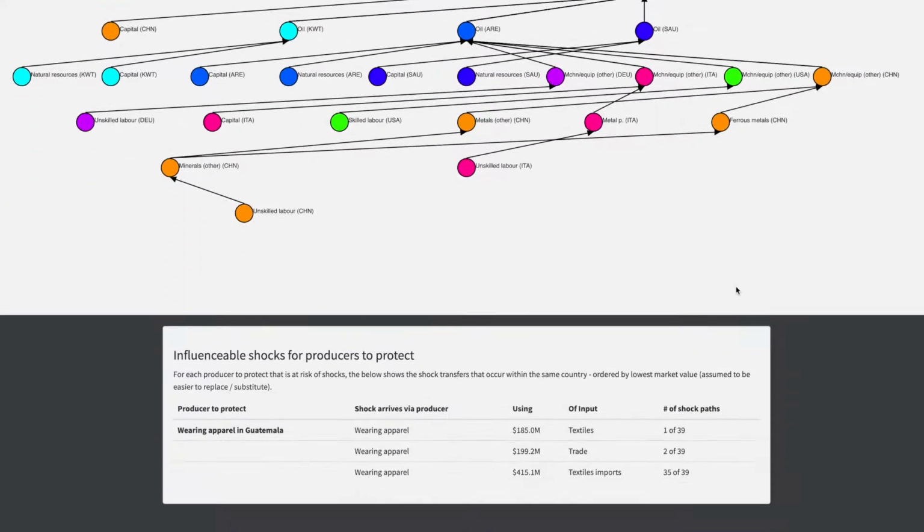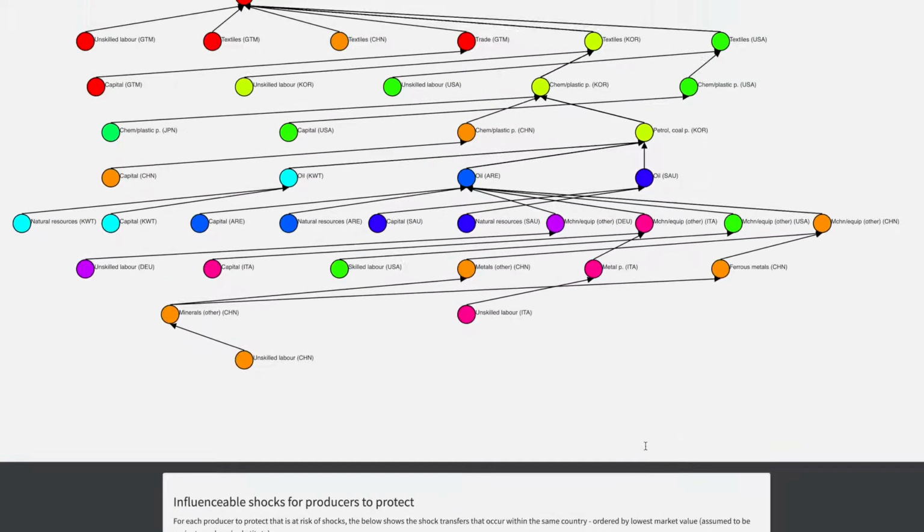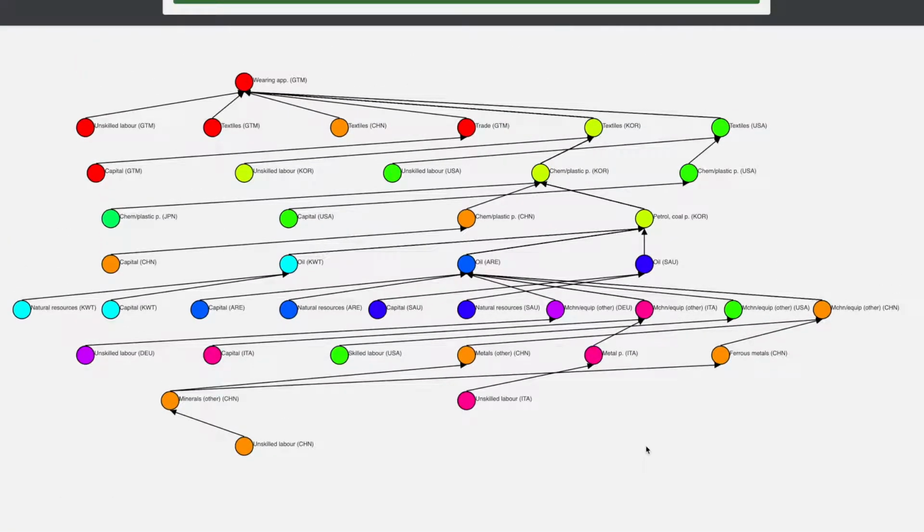And down below, we've categorized which shocks are actually transferred locally to Guatemala. So those are the things that they might be able to do something about. And it shows the value of the flow and the potential impact that eliminating the flow might have on preventing future crises. Here it tells us that the majority of shock chains reaching wearing apparel come via imports of textiles. So if we can reduce the dependency on that input, then we can isolate ourselves from a lot of potential future shocks and hence avoid crises in the future.